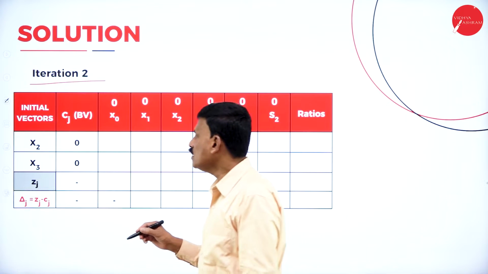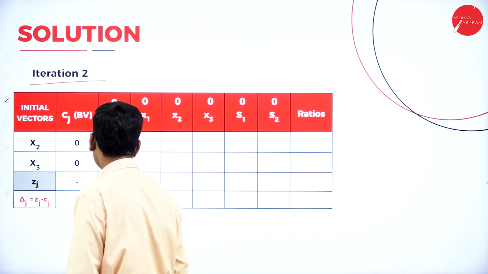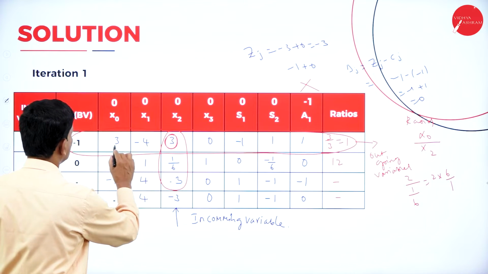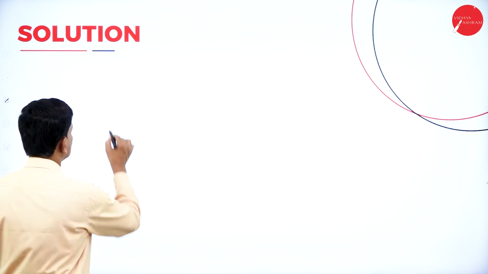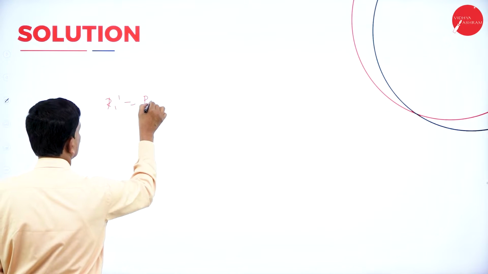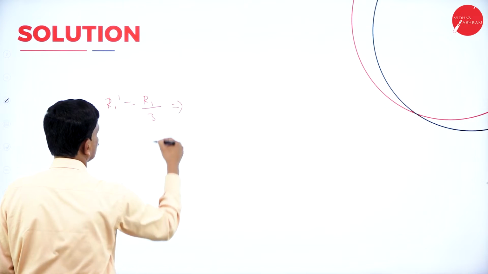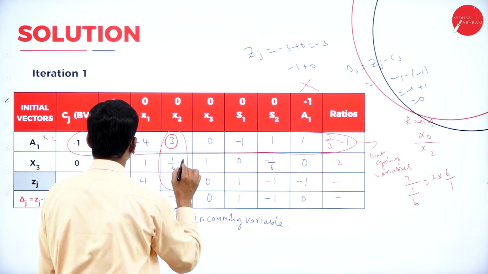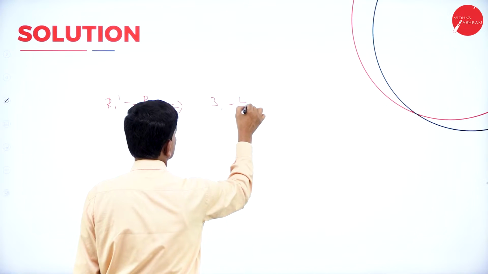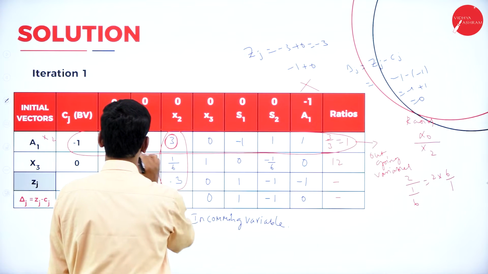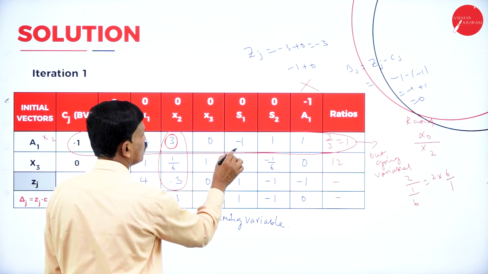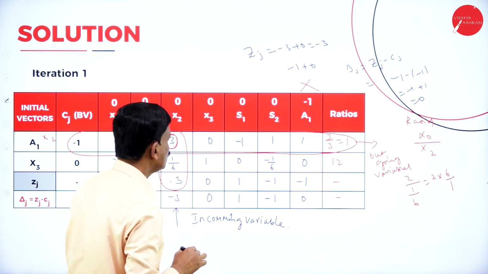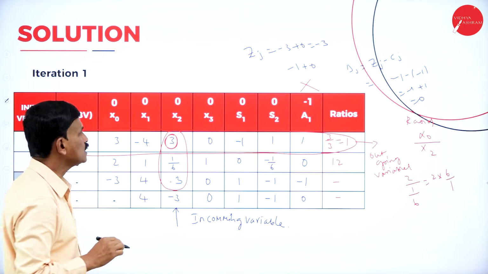Okay. Now let us come to the values. First find out R1 dash. R1 dash is equal to R1 divided by 3. What are the elements of R1 we have? We have 3, minus 4, 3, 0, minus 1 and 1. Now divide each and every element by 3.